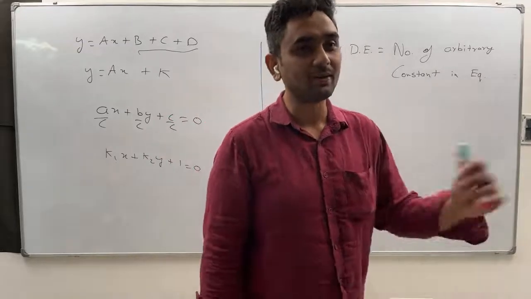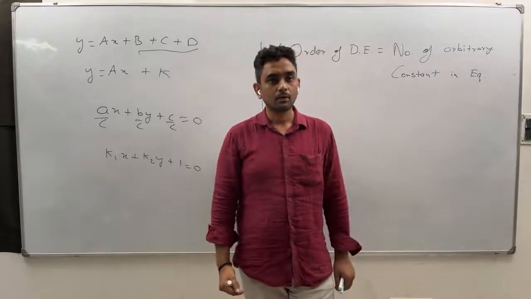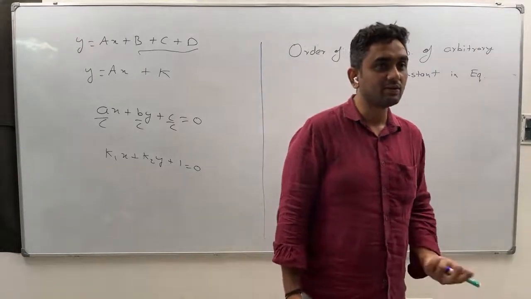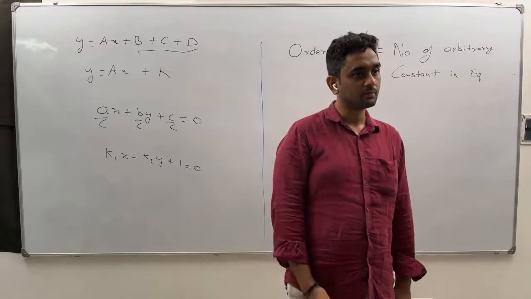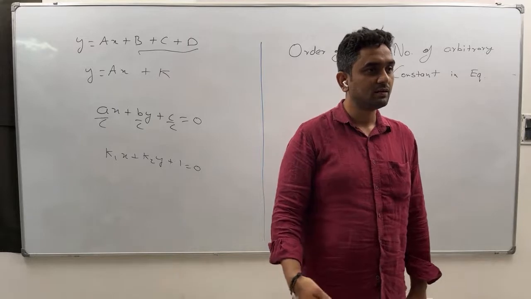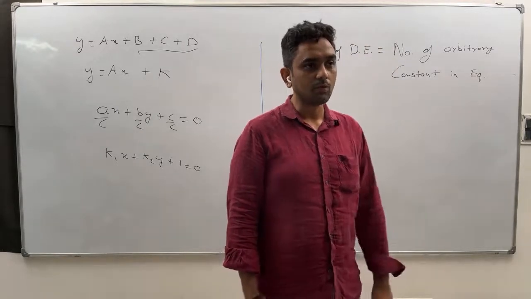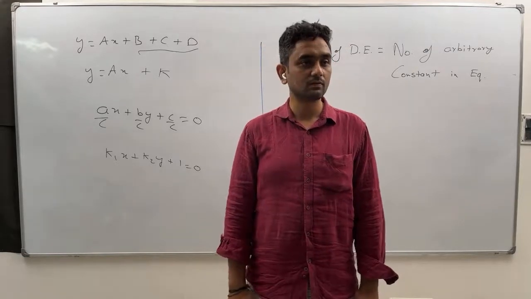Now why should the order be the same as the number of arbitrary constants? How do I eliminate arbitrary constants? By differentiating. So if there are two, I have to differentiate two times. If there are three, I have to differentiate three times. That is, the order of the derivative will be the same as the number of arbitrary constants. All of you are clear on this?